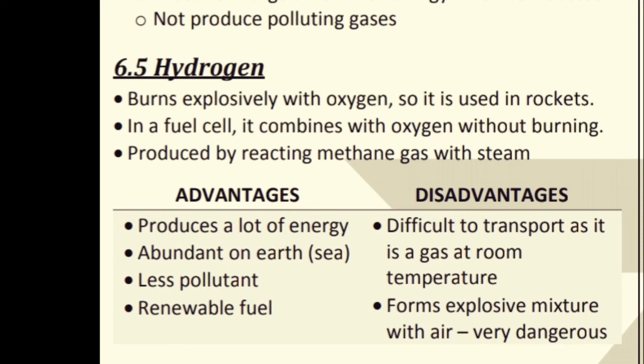Another one is the availability of hydrogen. Hydrogen is available in large quantity on the earth's surface, or we can say in sea water. We know water is H2O, and from water we can generate hydrogen. So hydrogen is available in large quantity. Also, hydrogen produces a large amount of energy, and after combustion it produces only water vapor.